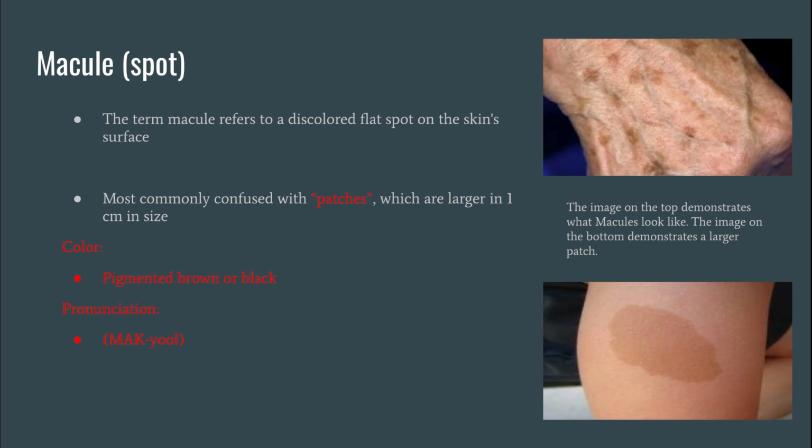Anything bigger than 1 centimeter in diameter is referred to as a patch. So if you look at the images on the right-hand side, the top one is your macules, and the bottom one you would refer to as a patch, since it is bigger than that 1 centimeter in diameter. A macule in dermatology is not to be confused with the macula in the eye's retina. When you hear the term, know and listen for context.